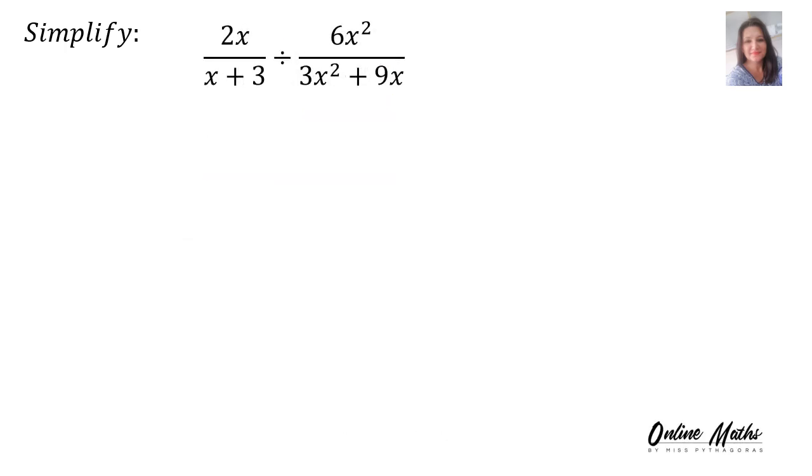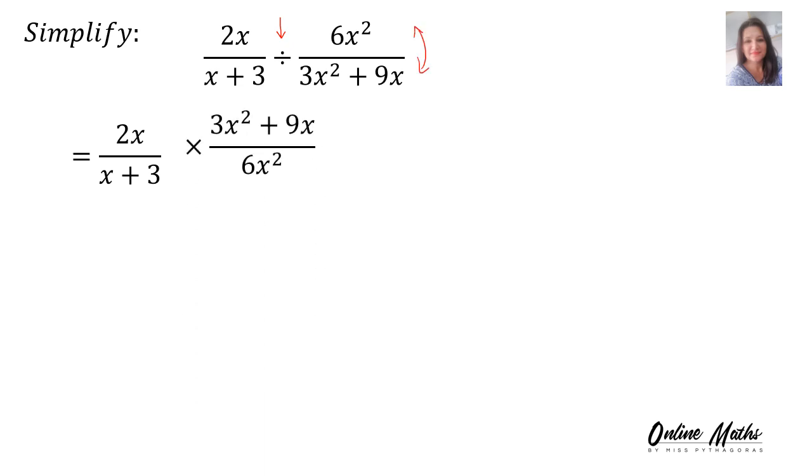Simplify, and then I give you another division sum. 2x over x plus 3 divide by 6x squared over 3x squared plus 9x. So again, what you're going to do is turn the division into a multiplication. The first one we'll just write with. You turn the division into a multiplication, and you swap this term, and it becomes 3x squared plus 9x over 6x. Now in the next step, on the 2x over x plus 3, there's nothing you can do.